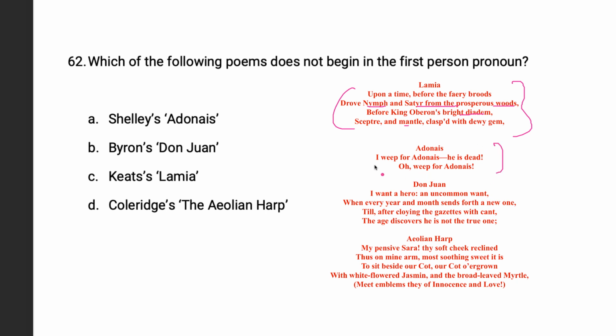Adonais, as we can see, I weave for Adonais. This is the very first line. So I is first person pronoun in subjective case.